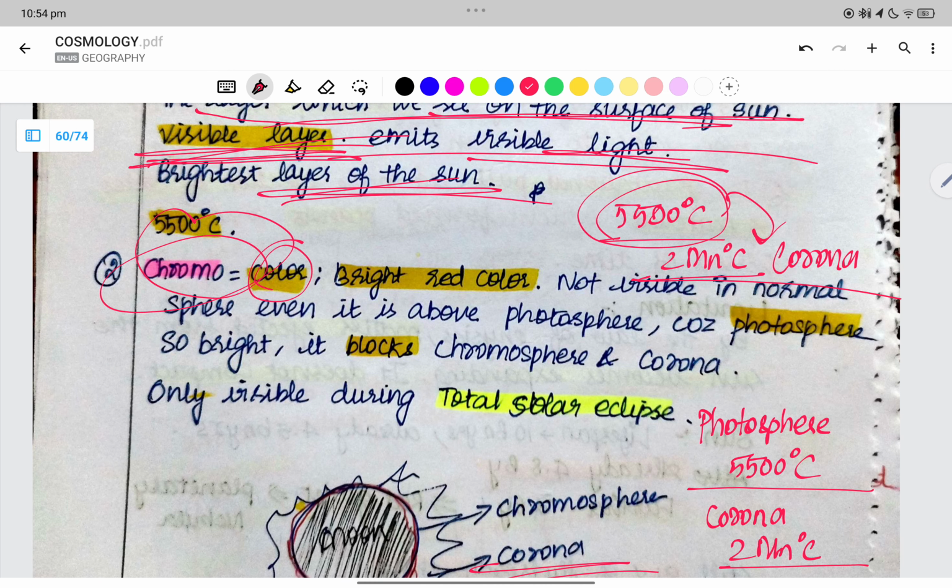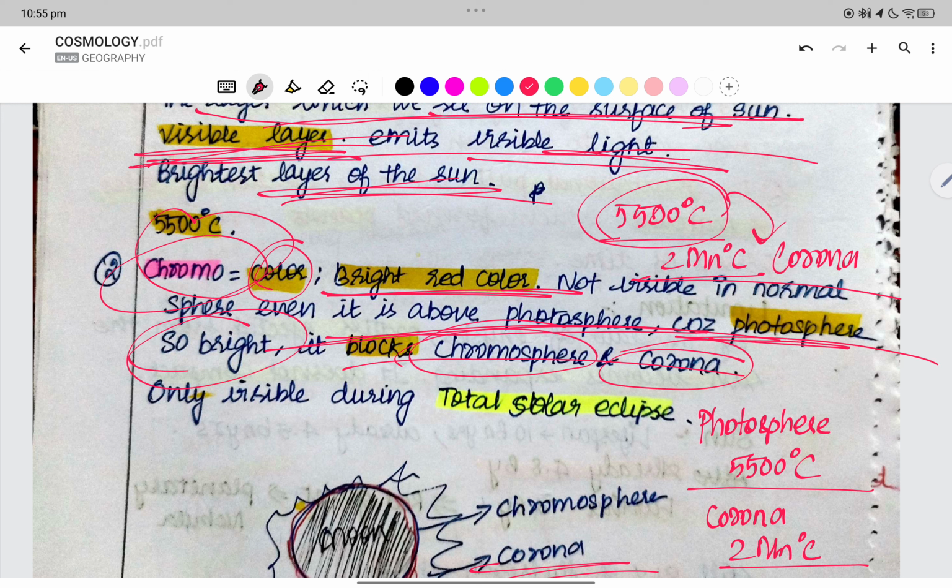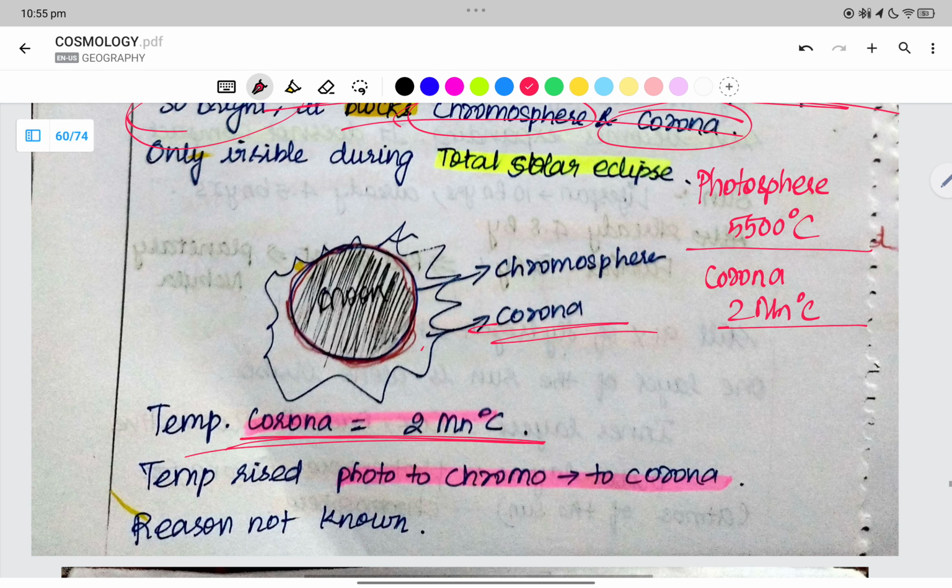Chromo means color. It is bright red, and it is not visible in the normal sphere, even though it is above the photosphere, because the photosphere is so bright it blocks the chromosphere. And then we have the corona. The chromosphere is bright red, whereas the photosphere is visible light, with emission in the red color, right?